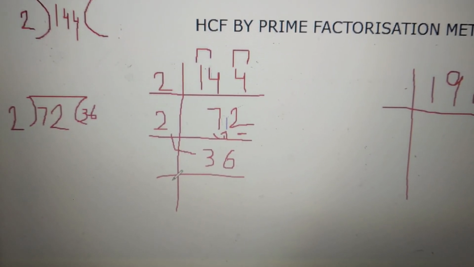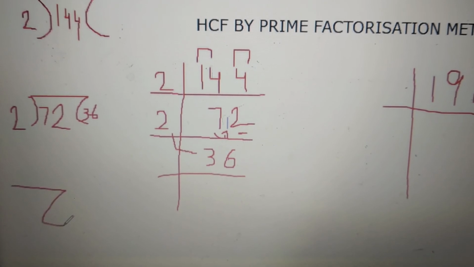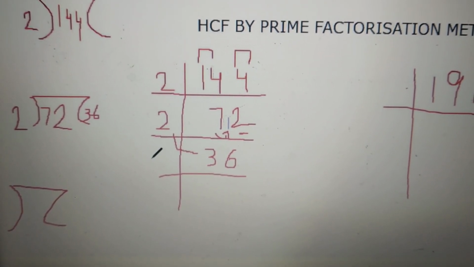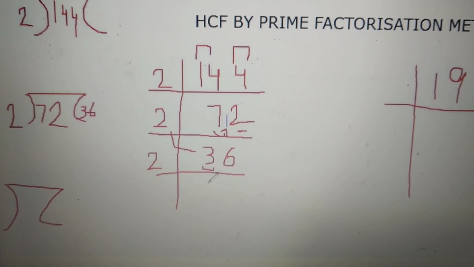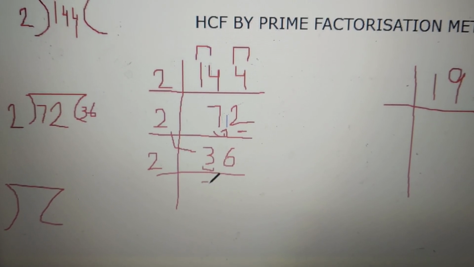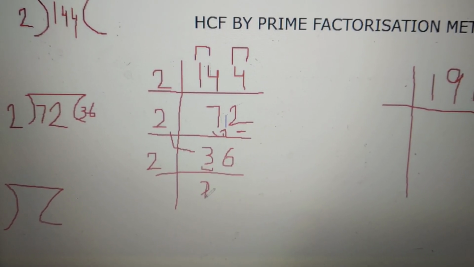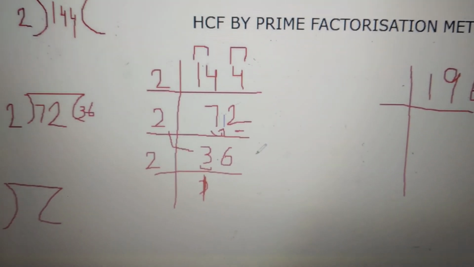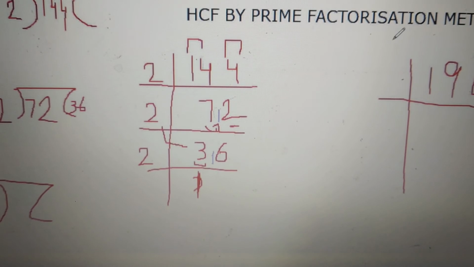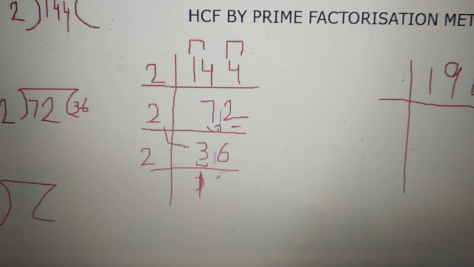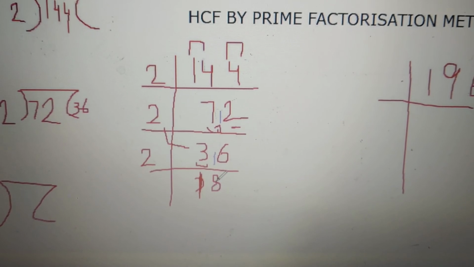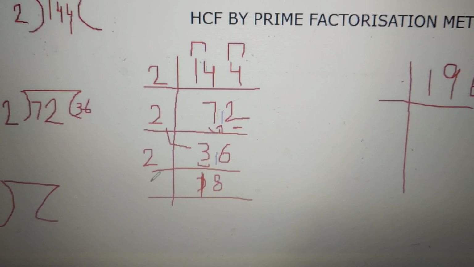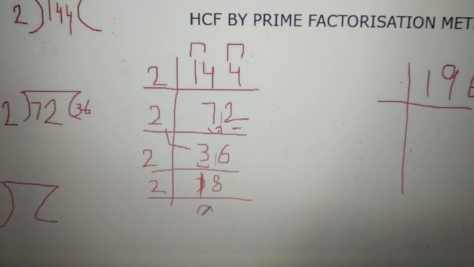Now again I will divide 36 by 2. 3 doesn't come in the table of 2 exactly, so 2 1s are 2. I will write 1 here, and 1 will be carried forward in front of 6. Now this number has become 16. 2 8s are 16. Now this number is 18. 2 9s are 18, so I will write 9 here.